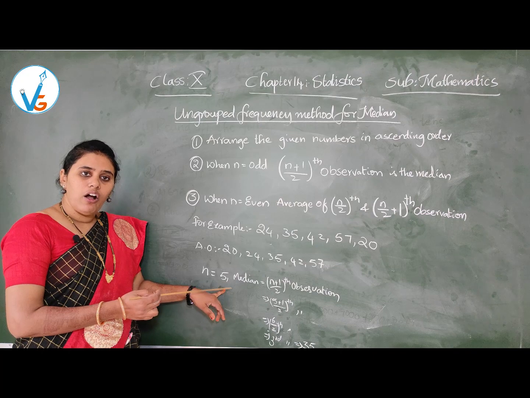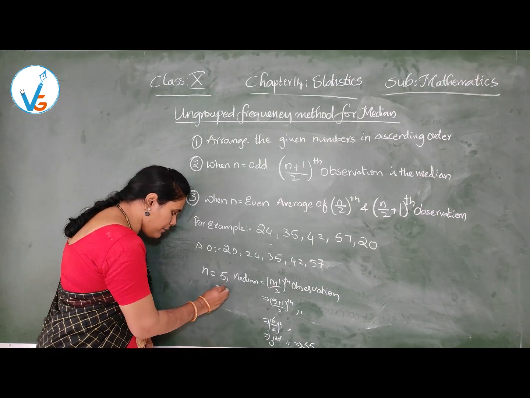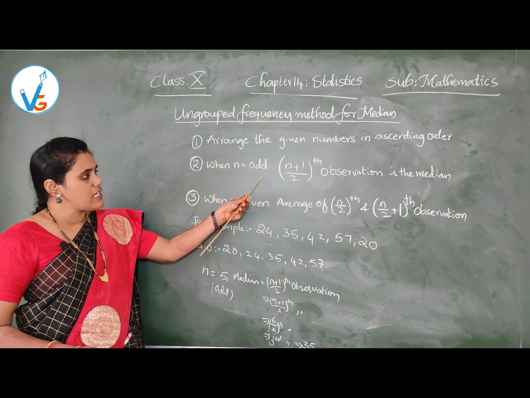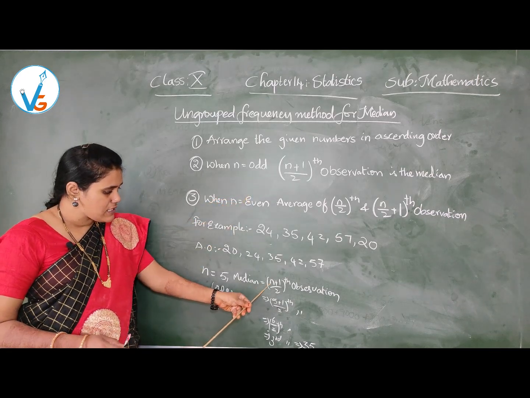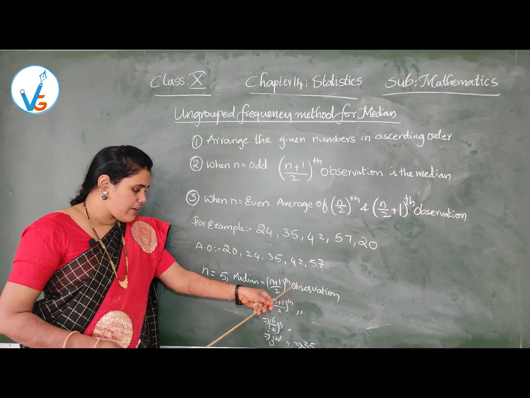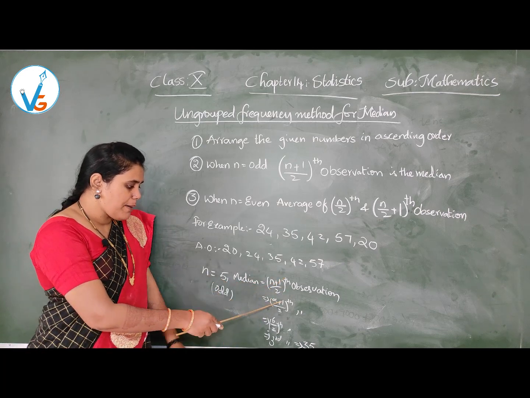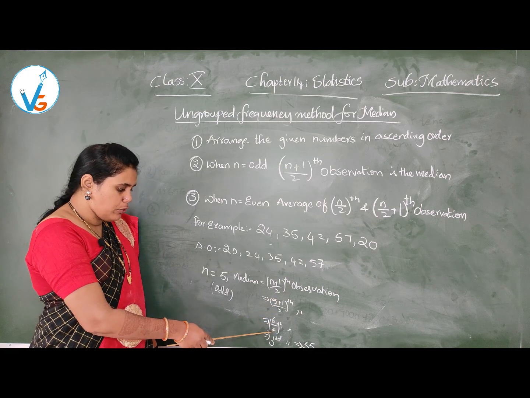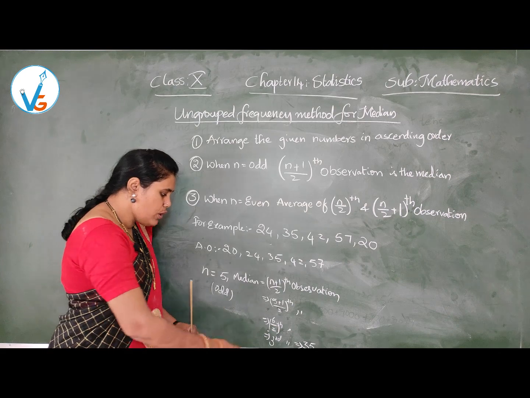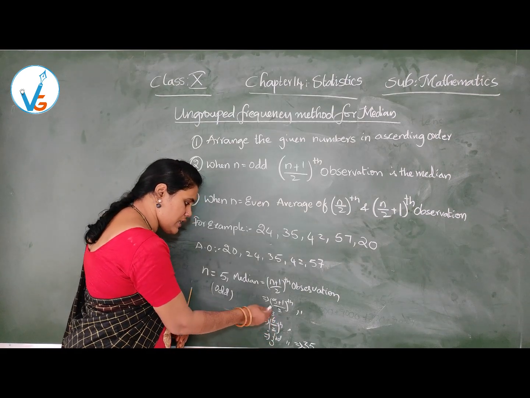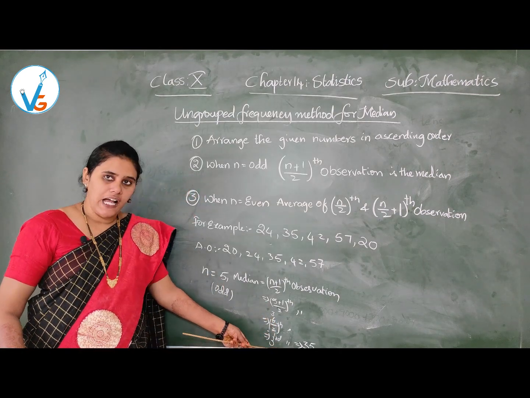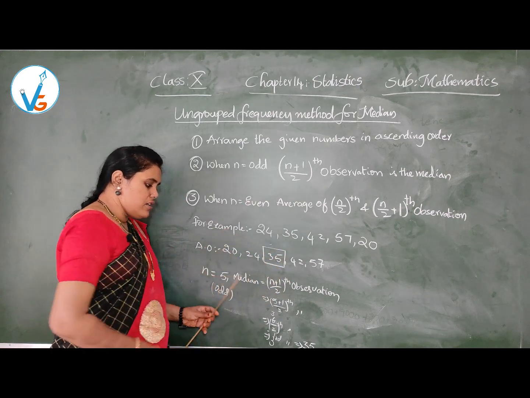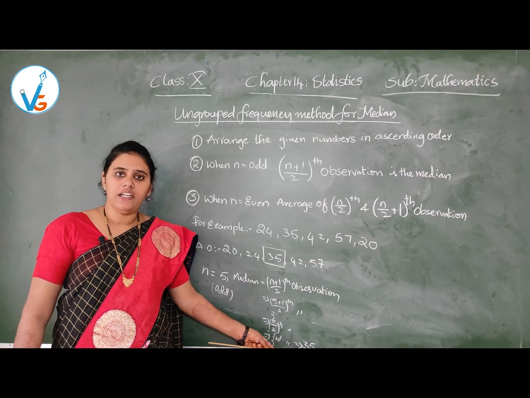Means n is here odd. We have to write n is odd. Then median is equals to, when it is odd, according to the formula we will use n plus 1 by 2th observation. N is 5. 5 plus 1 by 2th observation. 5 plus 1 will be 6 by 2th observation. 2 ones are 2, 2 threes are 6. So third observation will be your answer. So here what is the third observation for you? It is 35. So your median is here 35.